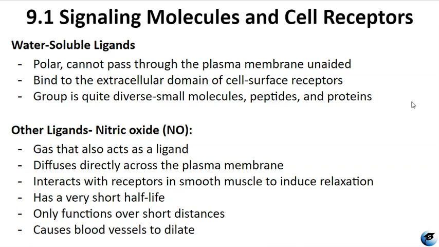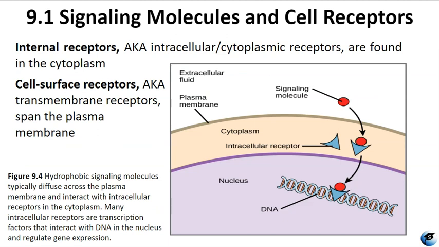On the other hand, we have water-soluble ligands. These are a bit more particular. They're polar, and they can't easily cross the plasma membrane. Instead, they usually bind to receptors on the outer part of the cell's surface. It's kind of like knocking on the cell's front door. The water-soluble ligands come in all sorts of forms, from small molecules to peptides and proteins. They're really quite diverse. Figure 9.4 is showing the difference between internal and cell surface receptors.